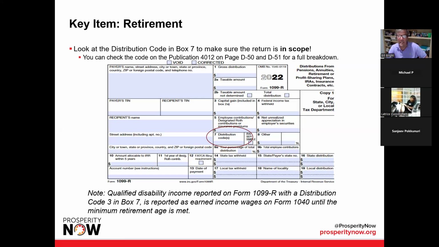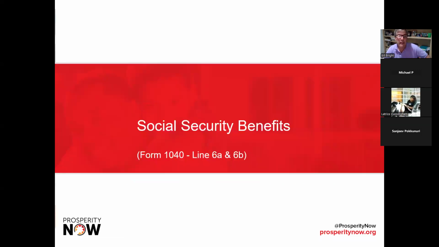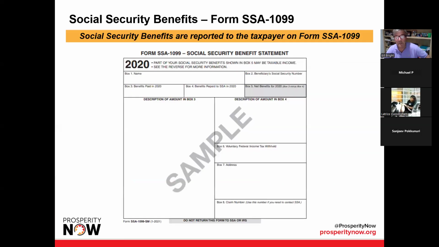If for some reason it's coming out of a Roth, which is not taxable when it's coming out, I forget what the code is for a Roth, but that would be reflected there as well. Again, most of our folks, we don't deal with a lot of this because in our world, our clients have not been in a situation where they can save for retirement.